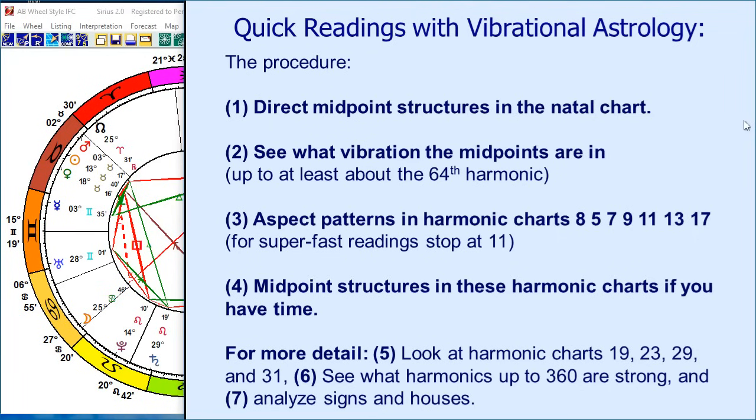Hello, I'm going to show you how we do quick readings with vibrational astrology. A quick reading is where we enter the birth data for the person and we immediately start interpreting the chart. And we also only maybe have 5 minutes, maybe 10 minutes at most to come up with some information, or maybe we want to get some important information about the person almost immediately within a minute or two. And that's what a quick reading is.